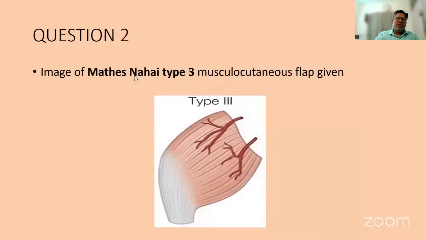The second question which was asked: the image of a muscle like this is given, and they asked what is the type of the muscle flap. Muscle and musculocutaneous flaps are divided into 5 types by Mathes and Nahai according to the vascularity. This is a type 3 flap, in which there are two dominant pedicles.